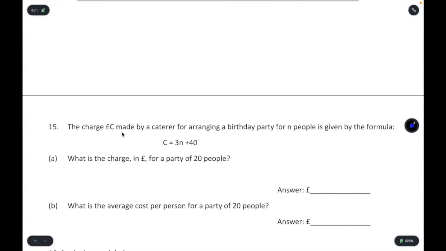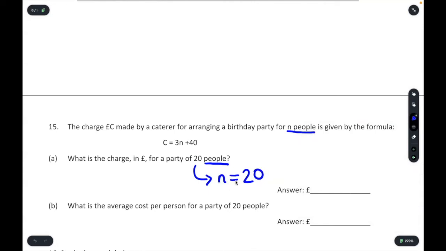The charge £C made by a caterer for arranging a birthday party for n people is given by the formula C equals 3n plus 40. This topic is called algebra, which is where we replace an unknown value with a letter. So it firstly asks us, what is the charge in pounds for a party of 20 people? Well, which letter is representing the people? It says n people. So when we have a party with 20 people, that is suggesting that n equals 20.